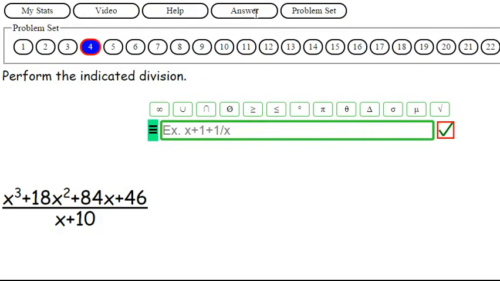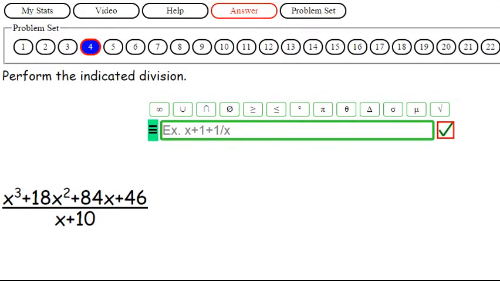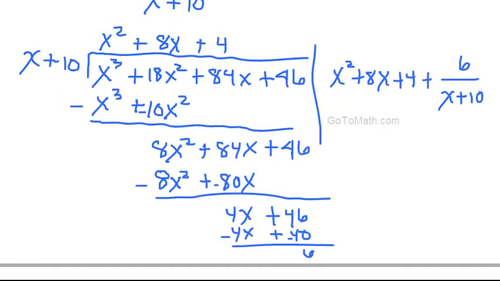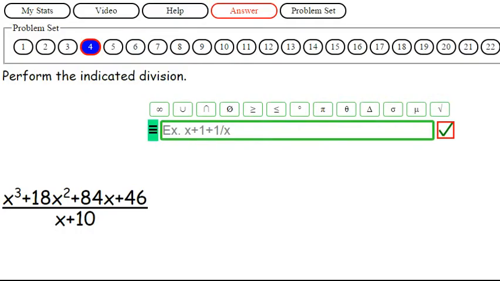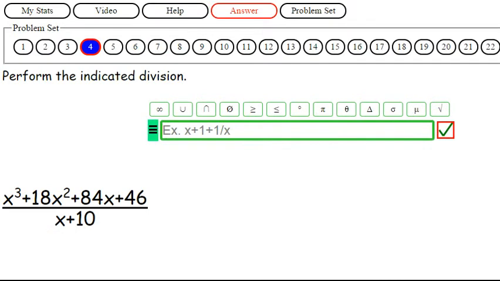Yeah, this mechanics, algebraic mechanics, whatever you want to call this intermediate step stuff, is really boring me to death. We got x squared plus 8x plus 4, 6 over x plus 10. Whoa. What was that? 6 over x plus 10. Yeah, that was it.